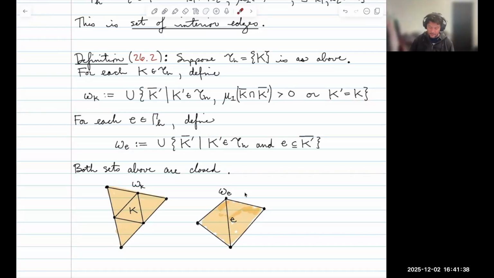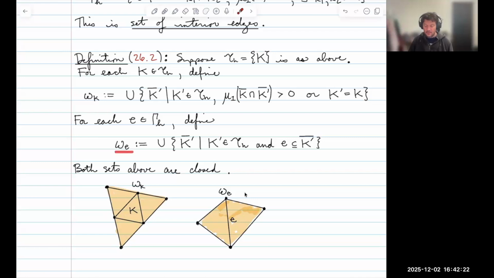So what's the picture of this set? Here's my triangle k, and we're looking for all the neighboring triangles. These three neighbor triangles share a non-trivial edge with this triangle. So this triangle would go into the union, this triangle would also go into the union, and this triangle would go into the union. And then finally, if k prime is equal to k itself, it'll go into the union. So this is what this set looks like. That's called the omega k set. This is kind of like a way of enlarging the size of k in an important way.